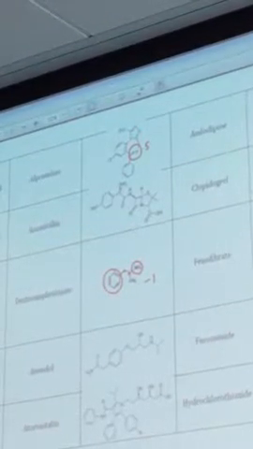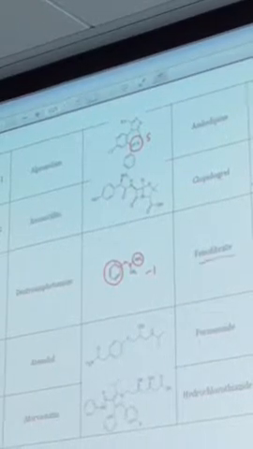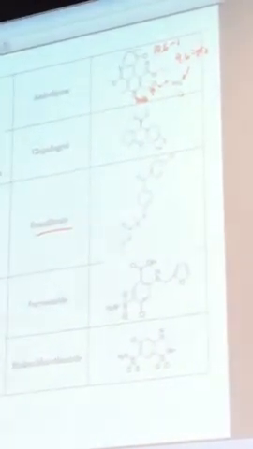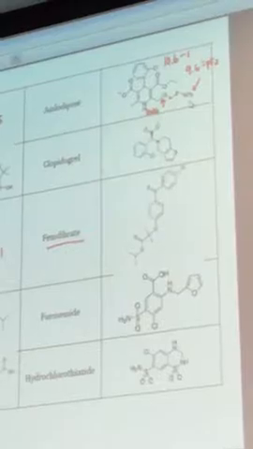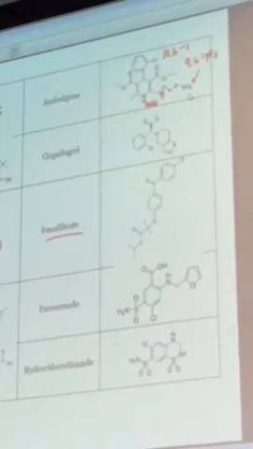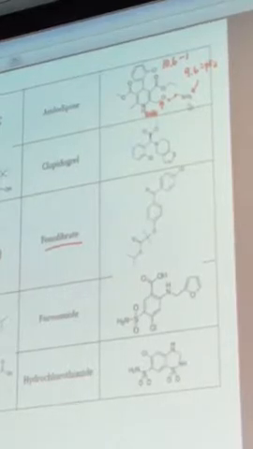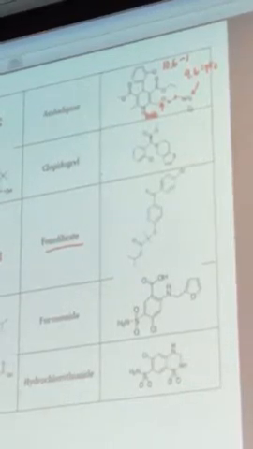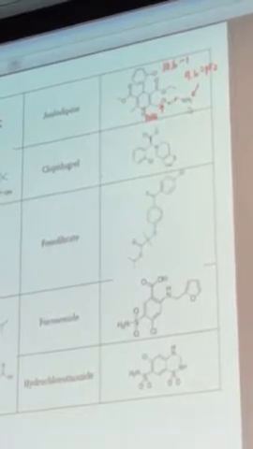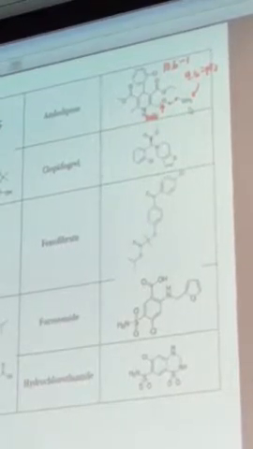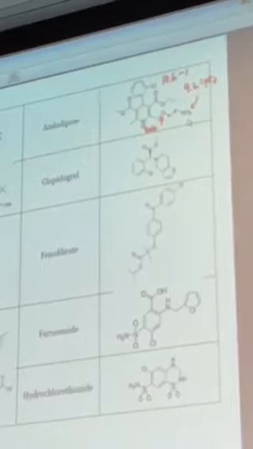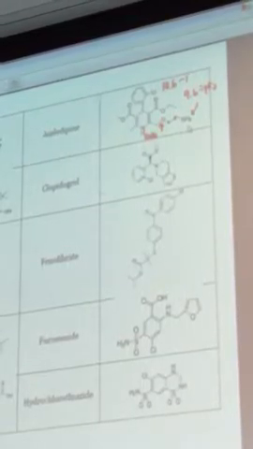Okay, how about this molecule? Easy one, right? There's no ionizable functional groups, so no pKa calculating. But you wish they were all like that? Okay, so atenolol. What's our ionizable group?